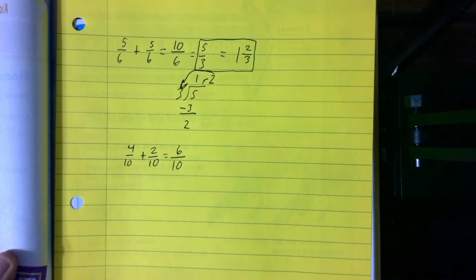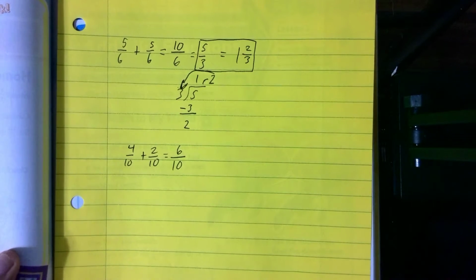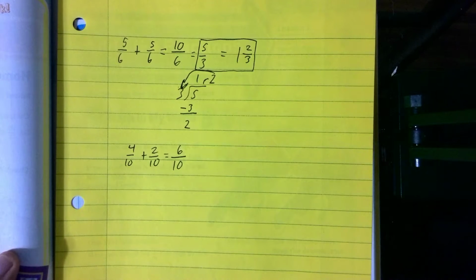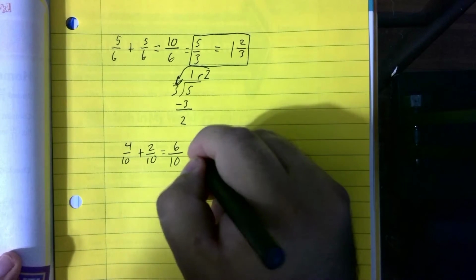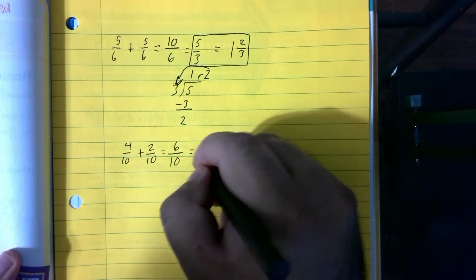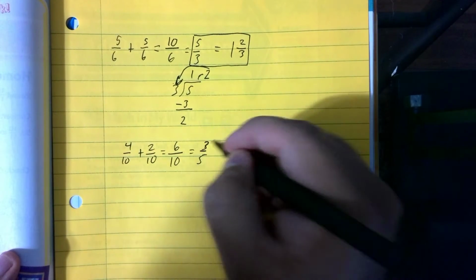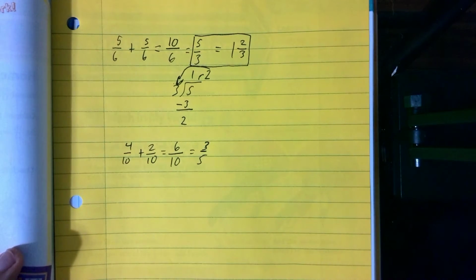6 over 10 can be reduced. Oh my gosh, it's kind of flipped of our last answer. We had 10 over 6. Okay, so we know if we divide them both by 2, we get 3 over 5. And that's it. 3/5 is reduced.